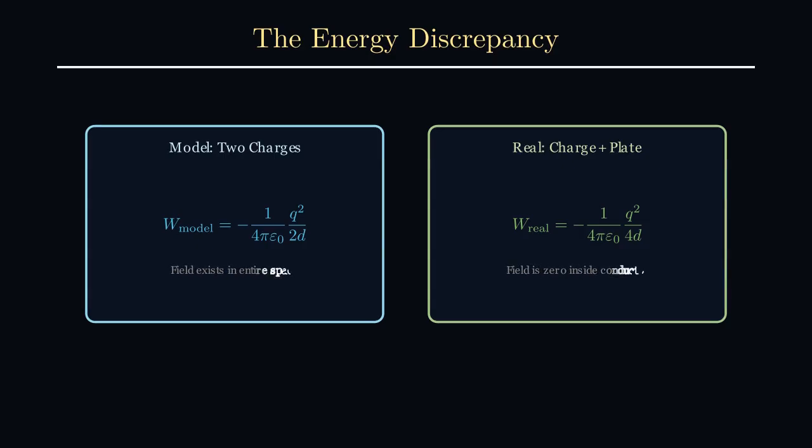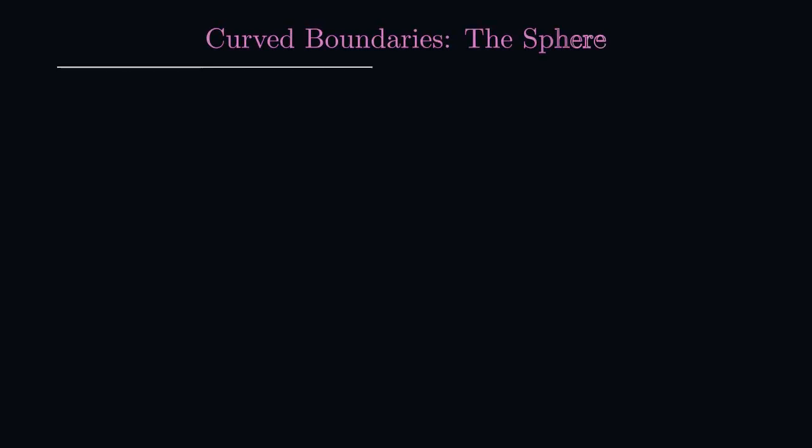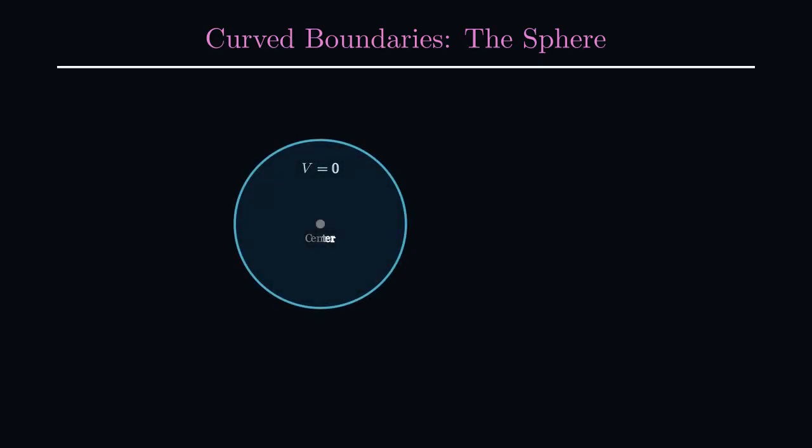The total work required to bring the charge plus q from infinity to distance d is actually exactly half of what you would expect from the two-charge model. This is because the image charge is not real. It is a mathematical representation of the work done by the redistributing surface charges as they move. The field lines in the top half of the universe are identical, but the energy stored in those fields is different because the field inside the conductor is zero.